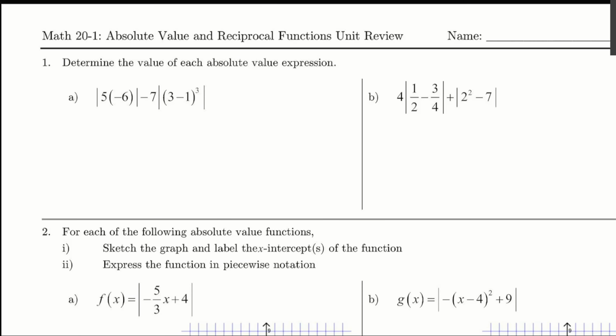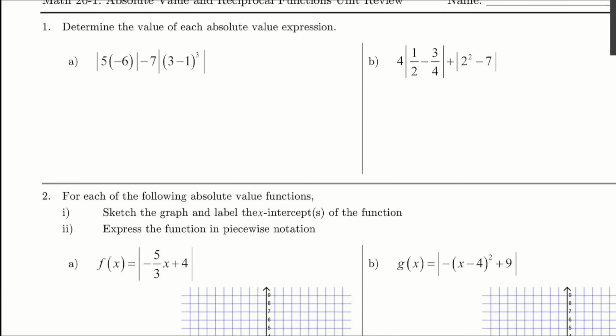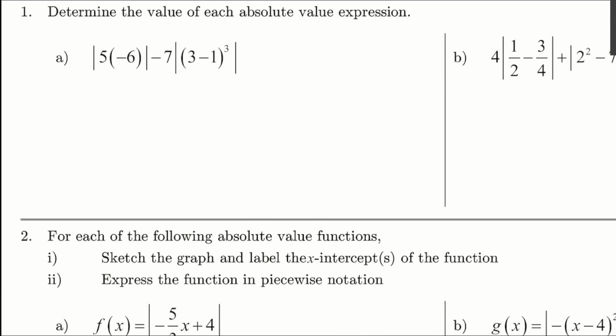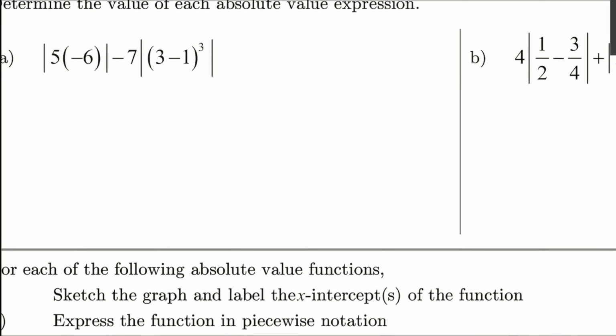Now moving on to some real applications of this. We're asked to find the absolute value of 5 times -6 minus 7 times the absolute value of 3 minus 1 cubed. So let's do this. We have to do whatever's inside of our absolute value sign to begin with. So we have 5 times -6, which is -30, minus 7 being multiplied by the absolute value of 3 minus 1 cubed, which is going to be 2 cubed.